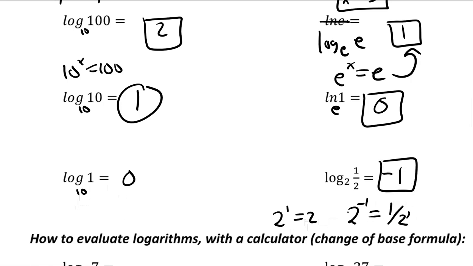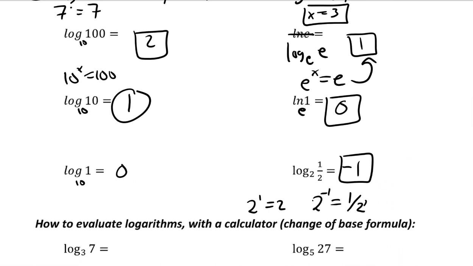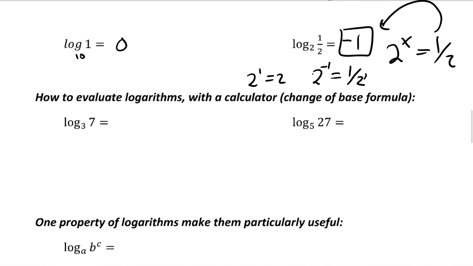So negative 1. That one's a little harder to see at first, but what you probably need to add to your notes here is you should be asking yourself, 2 to what power gives you a half? That's the question you have to ask yourself, but give yourself a chance to know that the answer is negative 1.